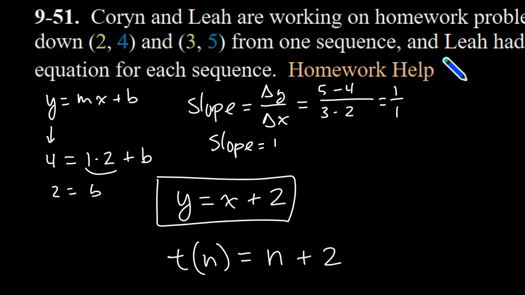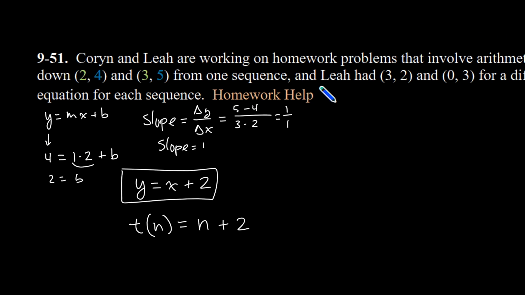So that's Corey's sequence. So now let's look at Leah's sequence. Leah's sequence has these 2 points. So let's do this a slightly different way. First of all, this is x, this is y, this is a y-intercept, right? I know that my y-intercept is 3, so I know that b is 3.